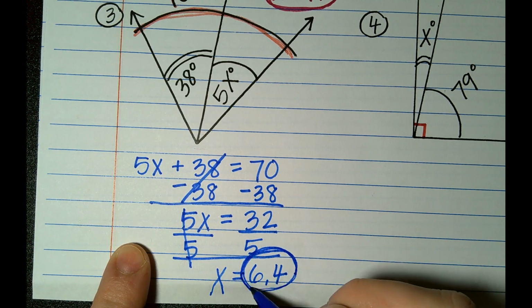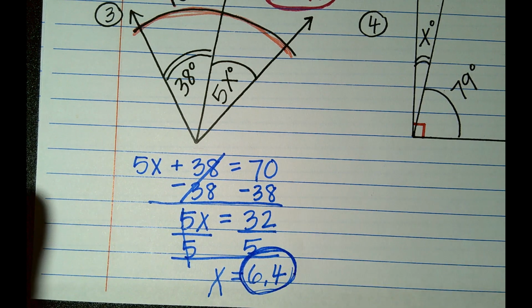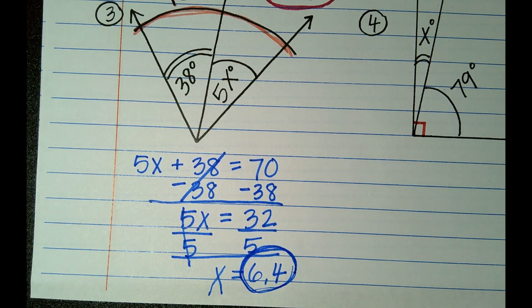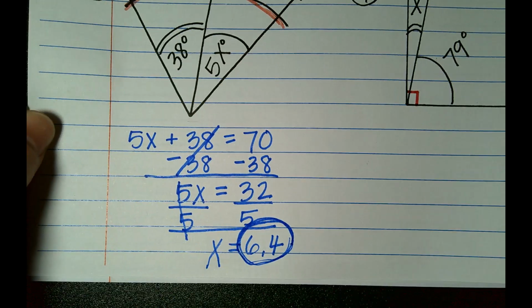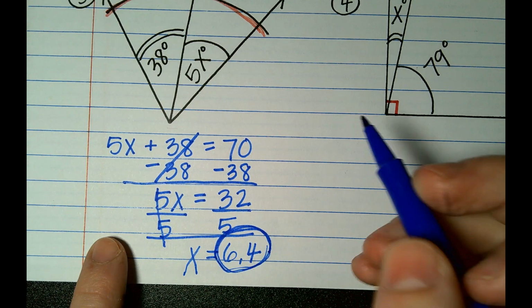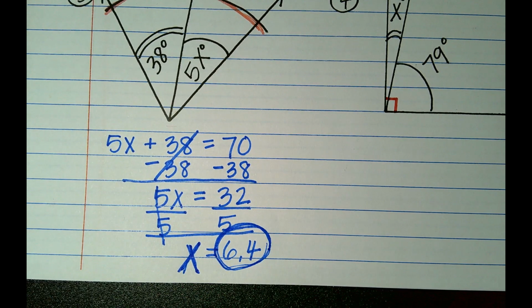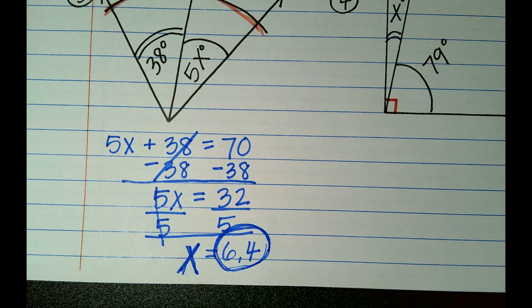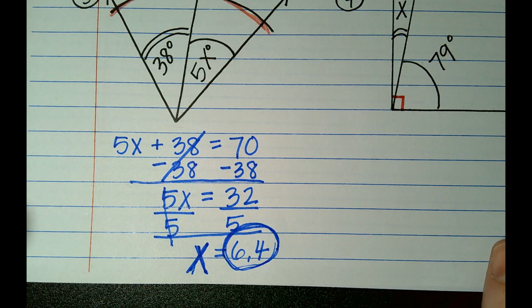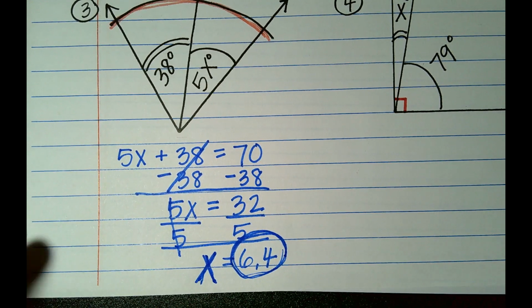Is it okay if I did subtraction instead of addition? I did 70 minus 38 equals 5x. I got the same answer. Yes, that works too. You can absolutely do it that way. Okay, so our answer for number 3 is 6.4. Yes, it's a decimal. Decimals are okay. I think they make everybody a little uncomfortable, but decimals exist.